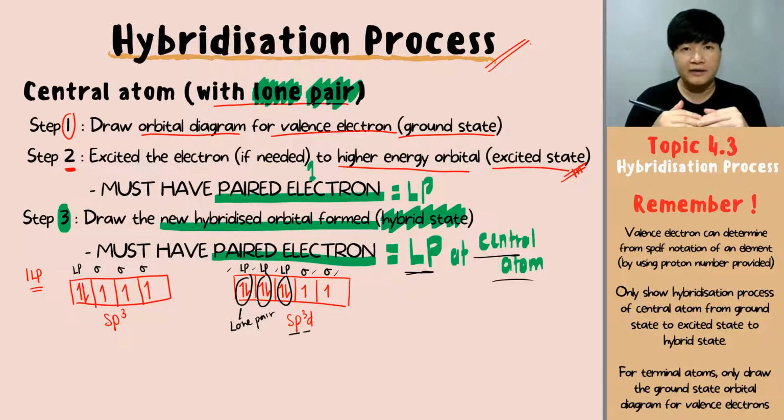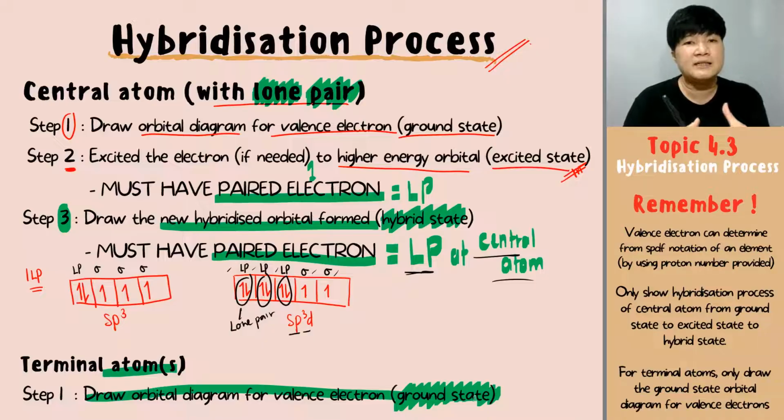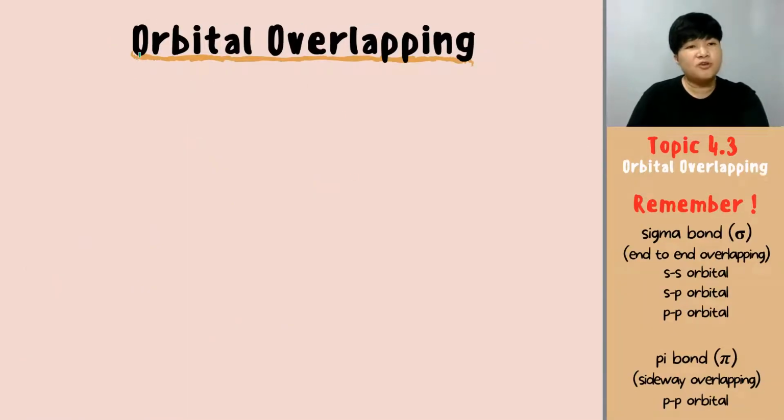So I hope you can see what makes it different in this hybridization process when your central atom is holding lone pairs. Okay? And of course, your hybridization process will then end with your terminal atom ground state, where you are going to draw the orbital diagram of the valence electrons for your terminal atom. That is your terminal atom ground state. Okay? So don't worry if you don't understand now. We will go through a few examples at the end of this video, so you can check them out to ensure you understand more.